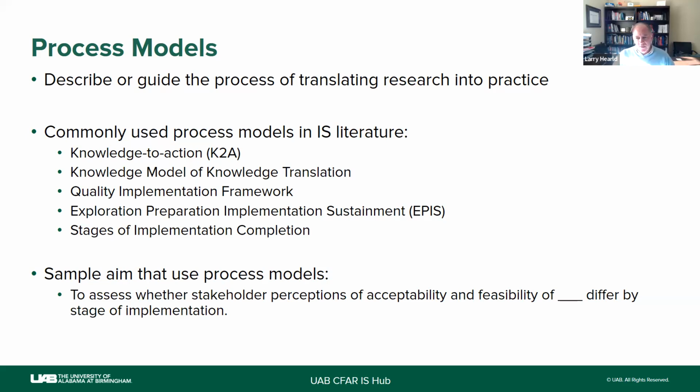And the idea behind these models is that you can link certain steps together over time to illustrate how things progress. So down here, I've listed a sample aim that you might think of when using a process model. For example, you might have an aim that says something like, to assess whether stakeholder perceptions of acceptability and feasibility of some intervention or some implementation strategy differs by stage of implementation. So does acceptability improve as you move out of the pre-implementation stage into the implementation stage?